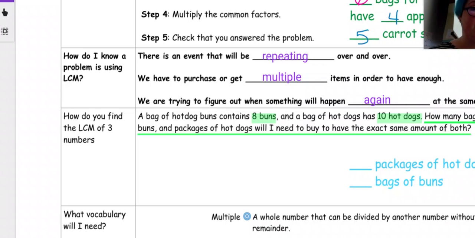So pause the video, figure out our hot dog buns. They come in packs of 8, but actual hot dogs come in packs of 10. How many do we need to buy? We need to figure out the multiples. So pause the video, write down the prime factorization or the multiples of 8 and 10.